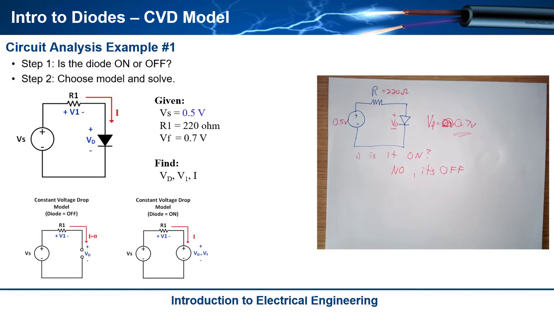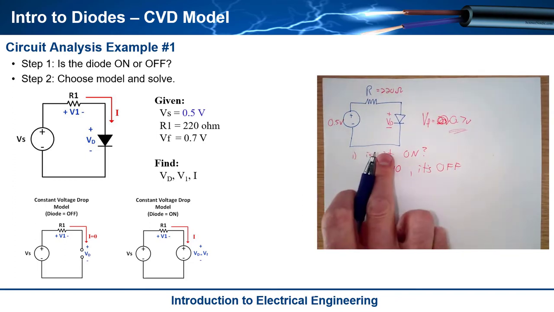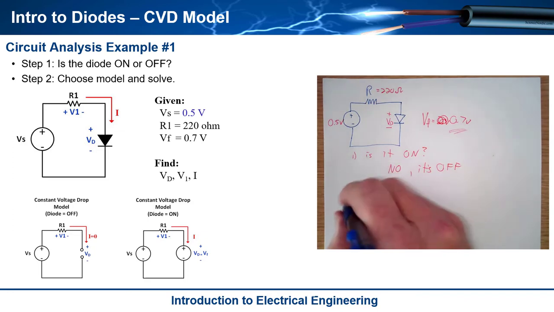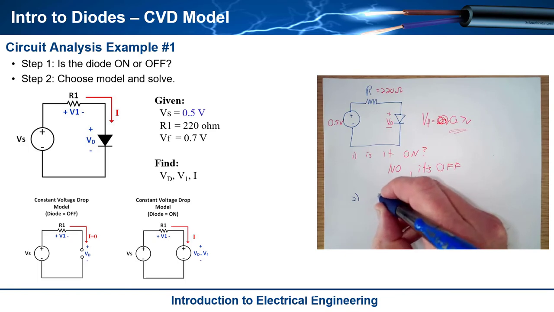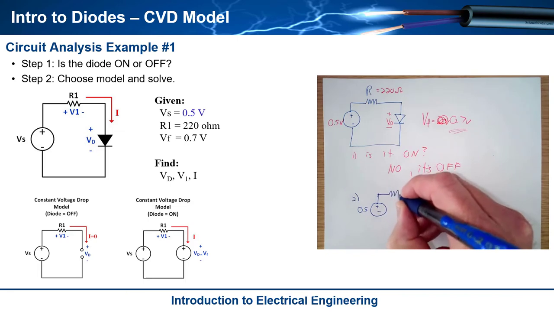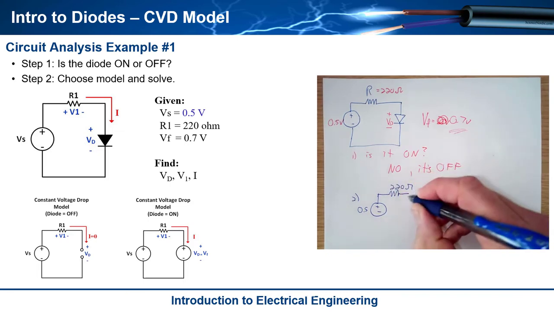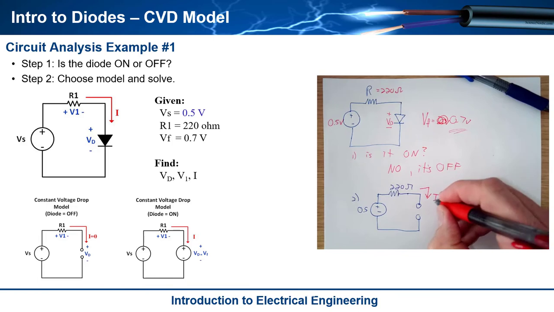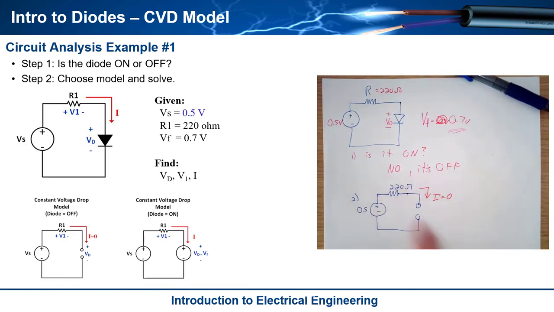Once I know that, I can redraw the circuit using the constant voltage drop model, which looks like this. I still have a voltage supply that's 0.5 volts, and I still have a resistor that is 220 ohms, and now I have an open circuit, meaning that the current is equal to 0. So I have I equal to 0 because there's no closed path. That is one of my first solutions.